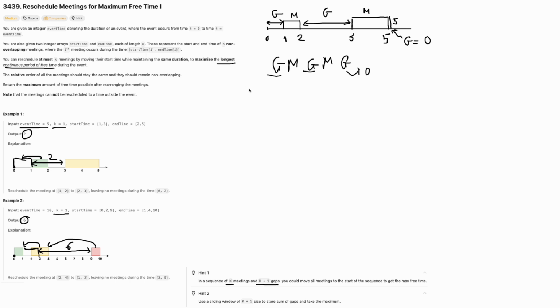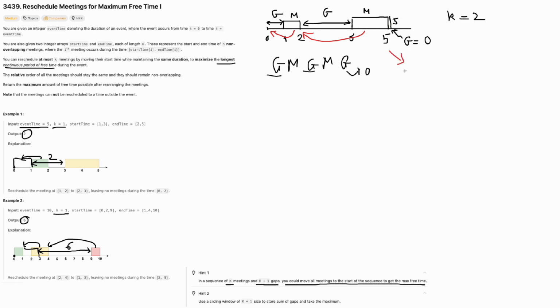Why is that? For the second hint, we just need the first hint. So you could move all the events to the start of the sequence to get the max time. How many operations do we have in the first example? We have 1 operation, right? Let's say k equals 2. It means that I can move every event to the beginning, one right after another, and then I will have the largest space.